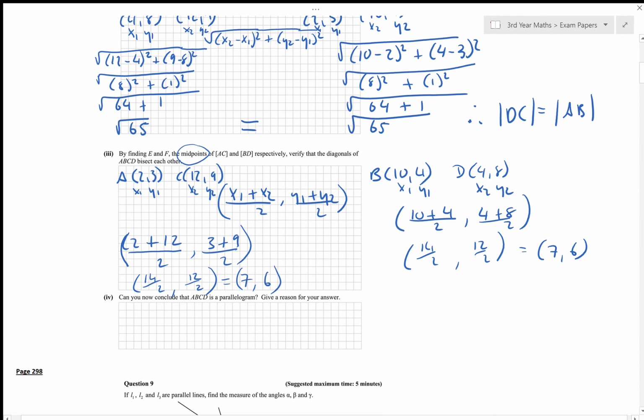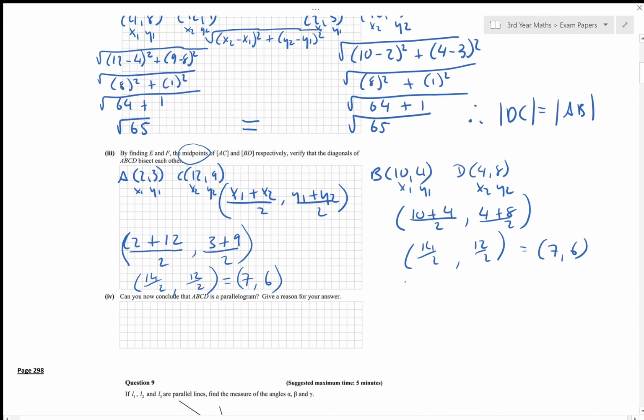So the question asks, by finding the midpoints, verify the diagonals bisect each other. Since the midpoints of both diagonals are 7 and 6, we can say the diagonals bisect each other. You need to write that in an exam situation. So you need to say, since the midpoints of both diagonals are 7 and 6, we can say the diagonals bisect each other.